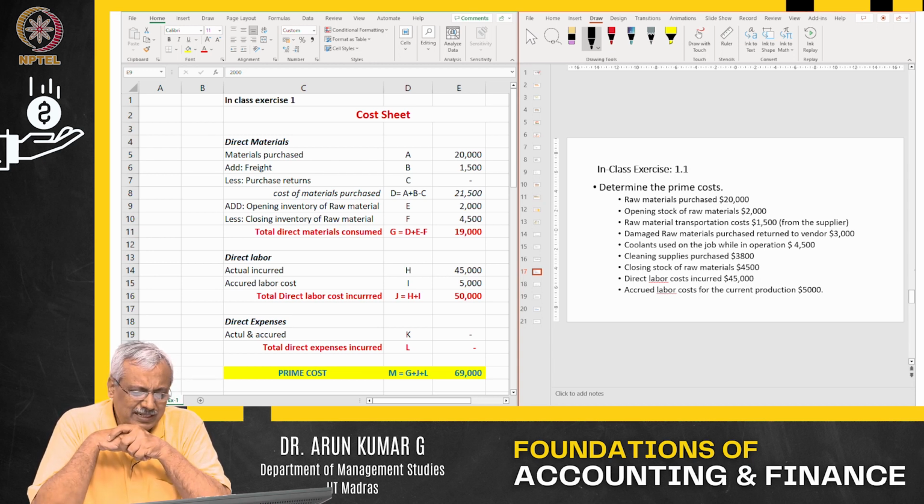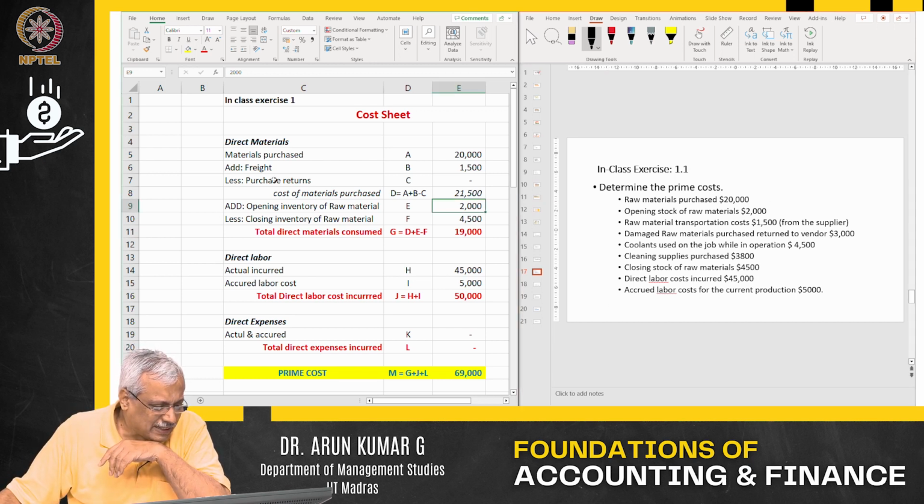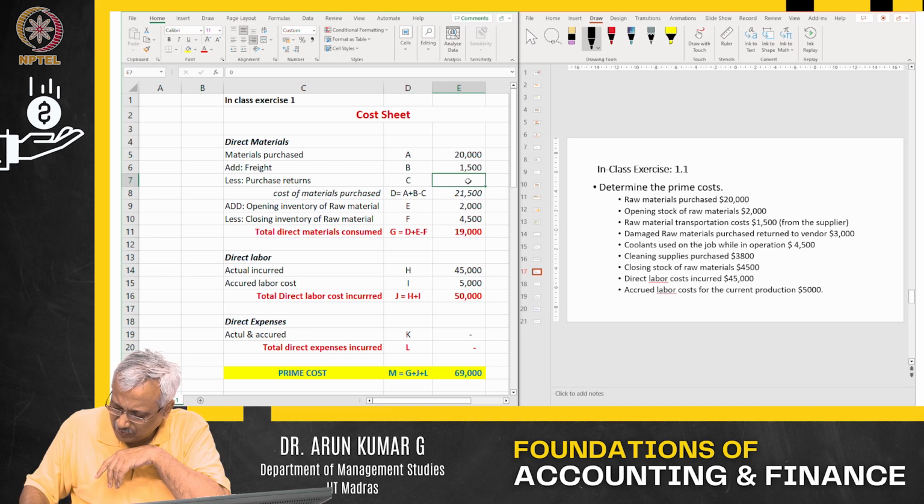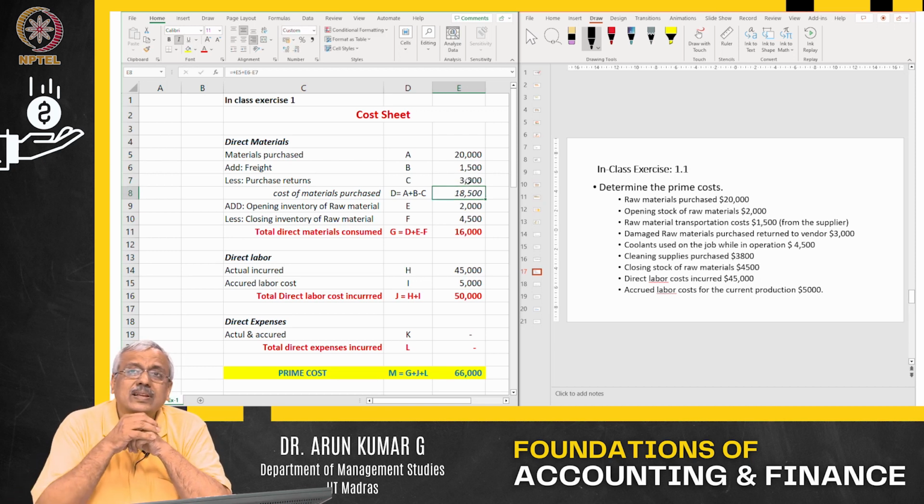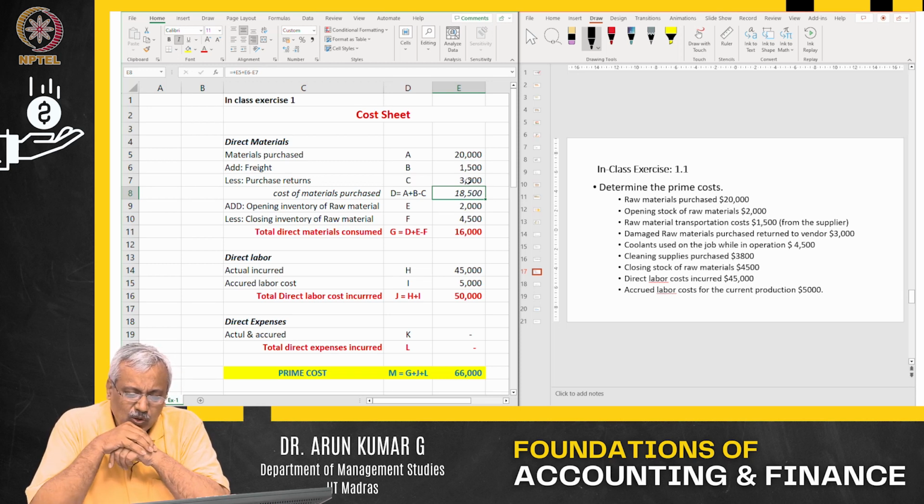Raw material transportation cost 1,500, accounted for. Damaged raw materials returned to the vendor. Damaged raw material, that is what we talk about as purchase returns. Returned to the vendor, how much? $3,000 returned to the vendor, impacting the prime cost.